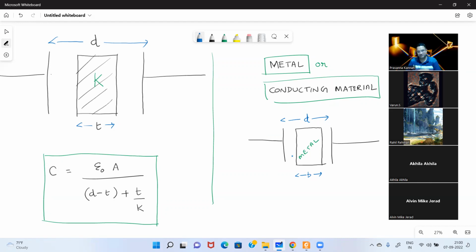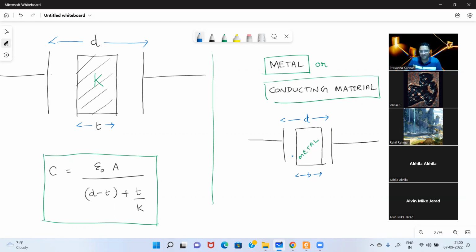We would have learned about a charged conducting spherical shell, where Gauss's law applies in 3 cases: inside the shell, on the shell, and outside the shell. Inside the shell, what is the electric field we get? It is 0, right? The same concept applies here also. So inside the metal portion, the electric field is going to be 0.